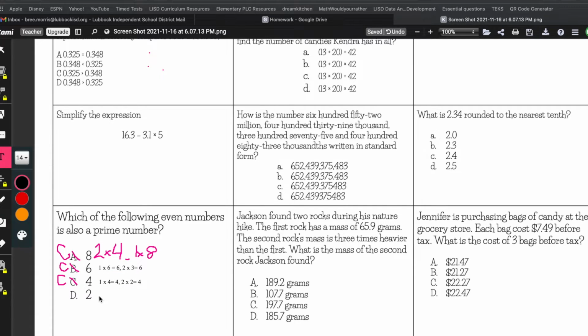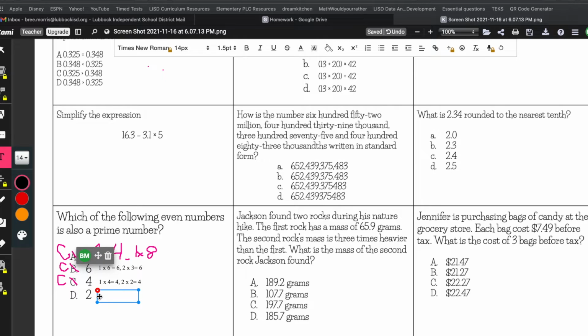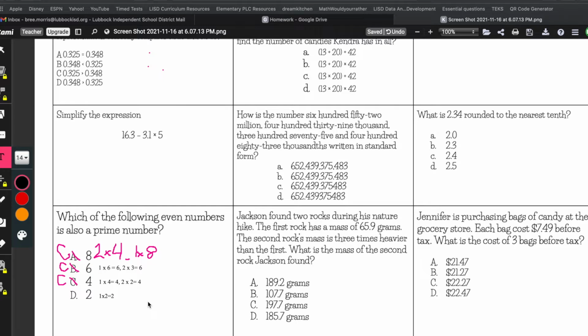What about 2? There's a trick with even numbers. 2 is the only even prime number. The only factors that 2 has are 1 and itself. 1 times 2 is 2. So D is the winner.